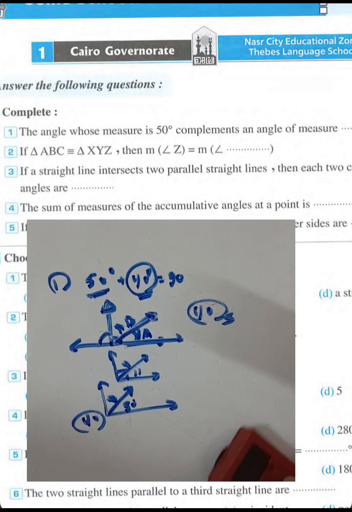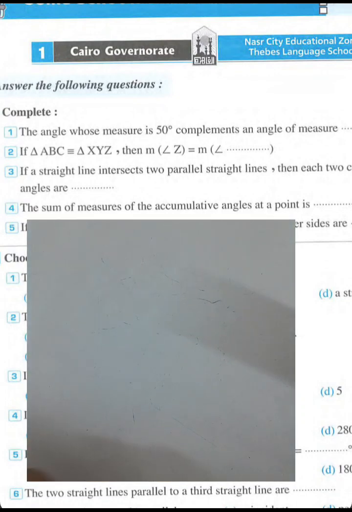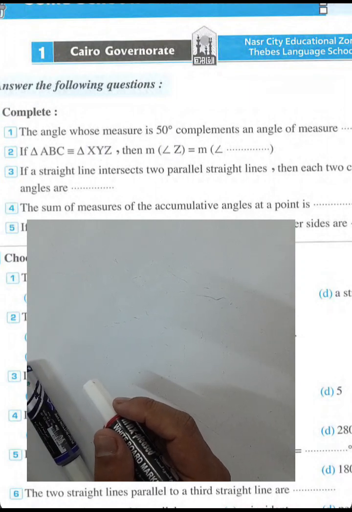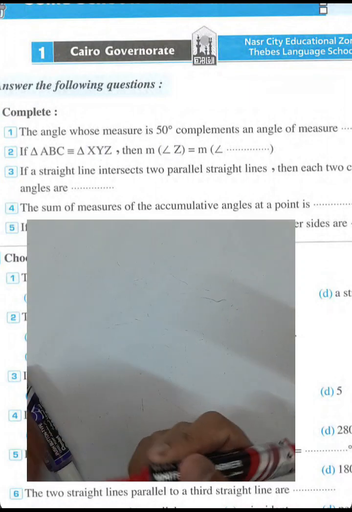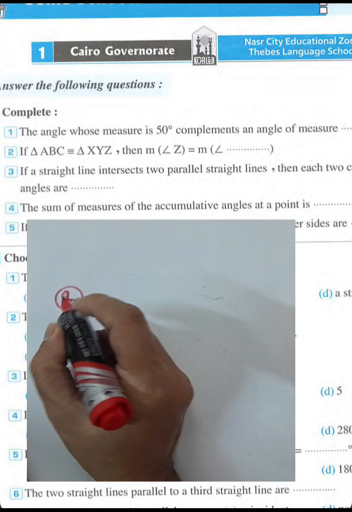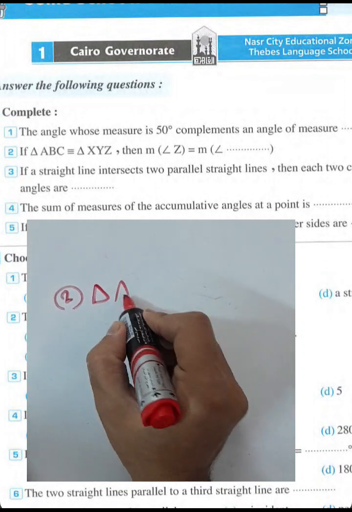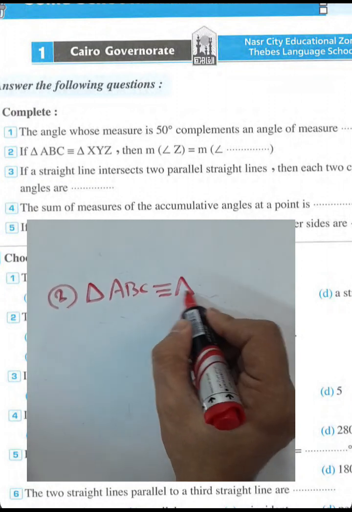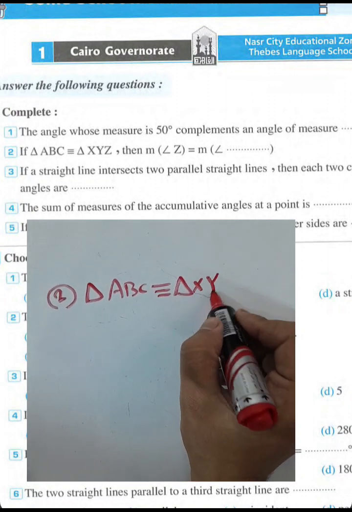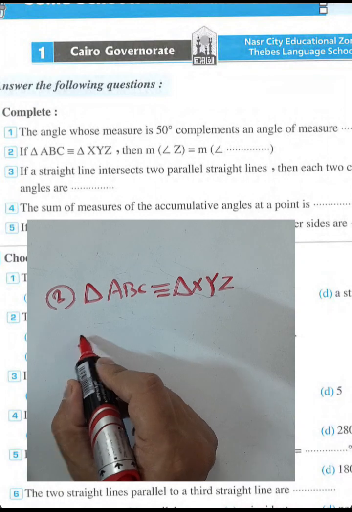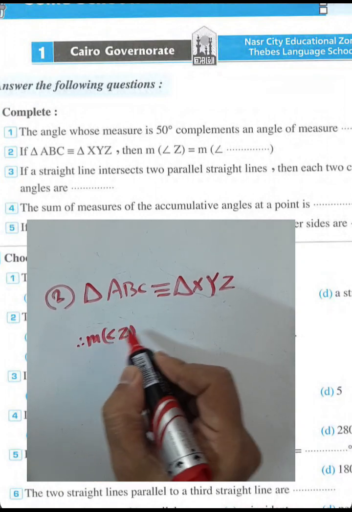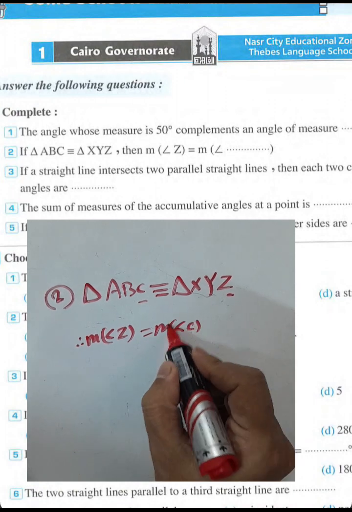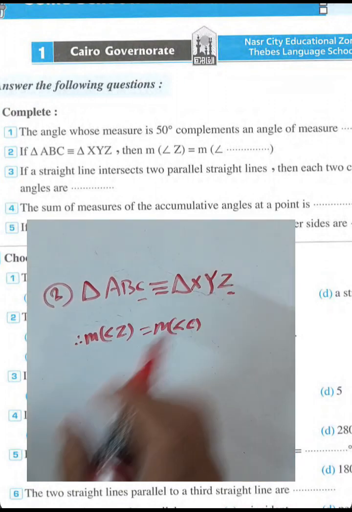Number two, if triangle ABC is congruent to triangle XYZ, then the measure of angle Z equals the measure of what? Okay, we have question number two. Triangle ABC congruent triangle XYZ, then the measure of angle Z equals the measure of angle C. It's equality. Okay, congruent.